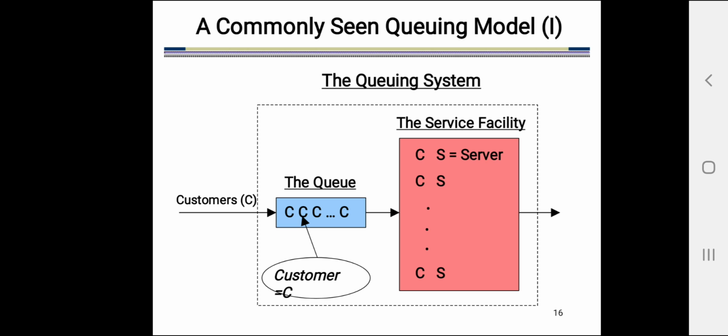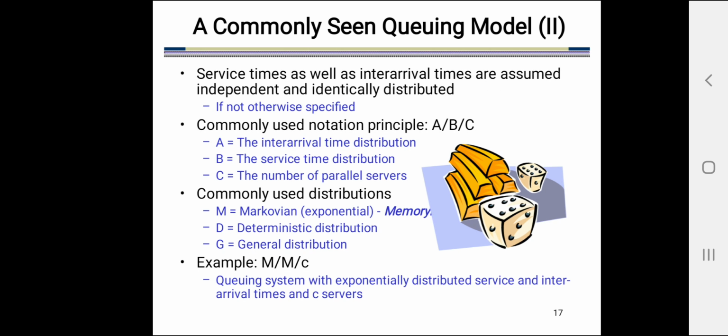Then service facilities. So these are commonly seen queuing models. This is one model. So service time as well as inter-arrival time are assumed independent and identically distributed if not otherwise specified. So commonly used notations are A, B, C. A is the inter-arrival time distribution. B is the service time distribution. C is the number of parallel servers.